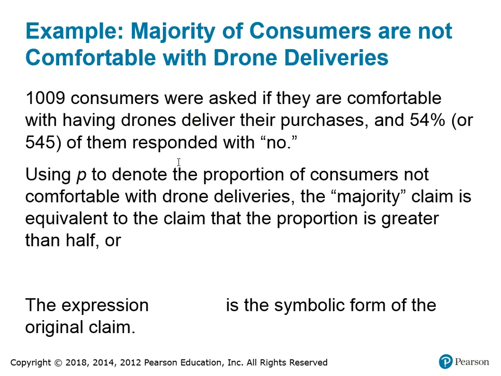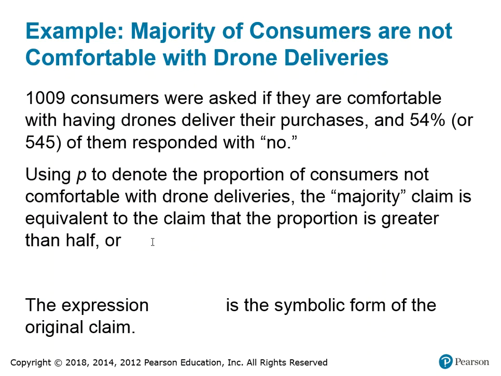So the focus that we're going to use today is this example: 1,009 consumers were asked if they were comfortable with having drones deliver their purchases. 54%, or 540 of them, responded with no. So we're going to work through this problem and do different parts of it. Using P to denote the proportion of consumers not comfortable with drone deliveries, the claim is equivalent to the claim that the proportion is greater than half.